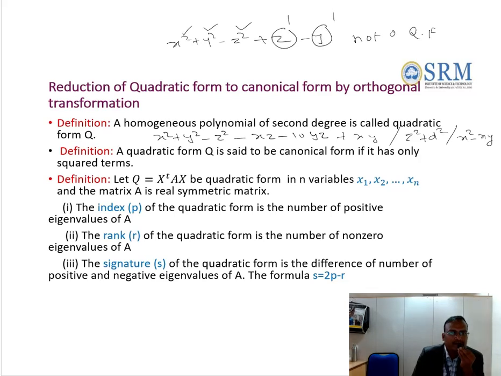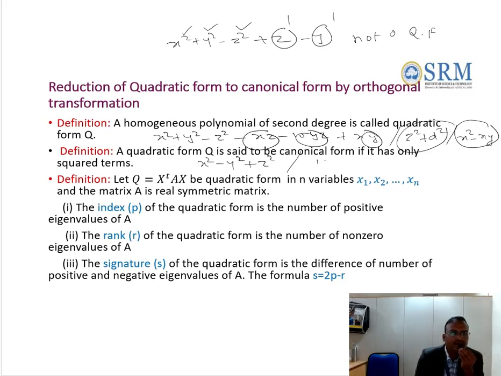Next one, the canonical form definition. A quadratic form Q is said to be the canonical form if it has only the squared terms. Look at the previous example. We have x square plus y square minus z square minus xz minus 10yz plus xy. We have these combinations, right? This is not a canonical form, whereas z square plus d square is a canonical form. Why? Because we have only squared terms. Therefore, the simplest example of canonical form is x square minus y square plus z square. This is one canonical form.